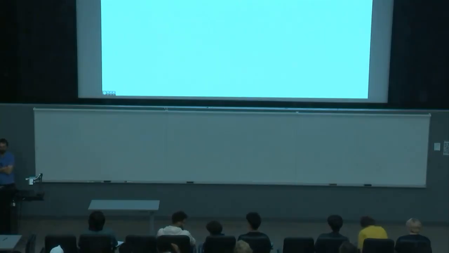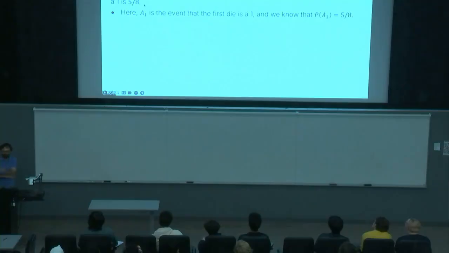Earlier we talked about how the probability of two events is sometimes the product of their individual probabilities. So for example, if we roll a four-sided die twice, where the probability of 1 is 5/8, let's say that A1 is the event that the first die is 1. In that case, we know that the probability of A1 is going to be 5/8. Okay? Let's say A2 is the event that the second die is a 1.